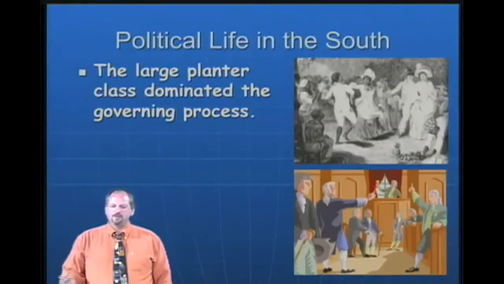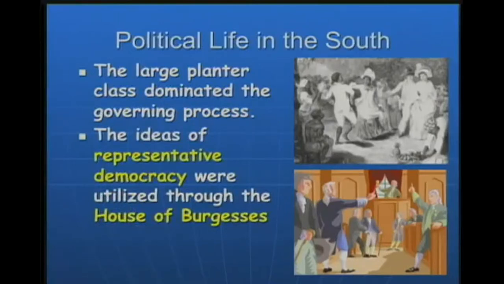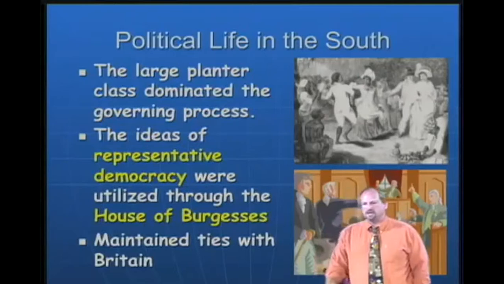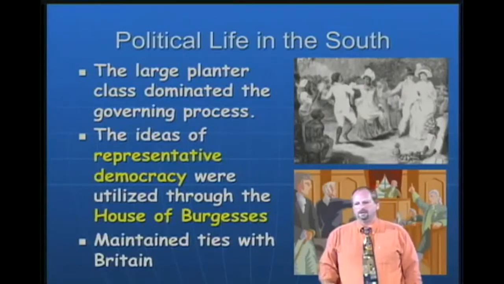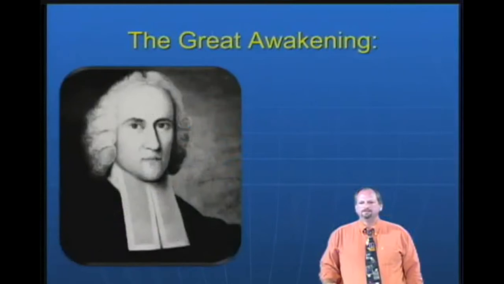When it came to political life in the South, the large planter class dominated the governing process. That is, those with the money had the power. The ideas of representative democracy were utilized through the House of Burgesses as well as the representative governments of the Carolinas, Georgia, and Maryland. They maintained close ties with Britain, still holding on to the Anglican Church as their primary source of worship, and were the slowest to come around to wanting to separate from Britain.